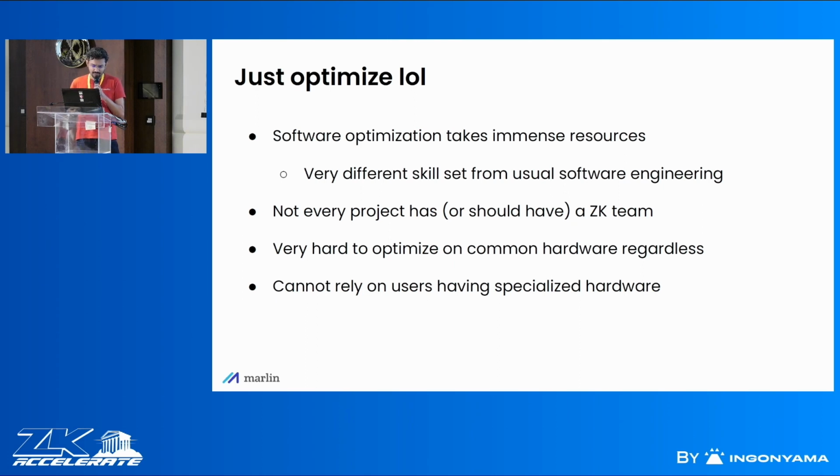And okay, even if let's say I have a good ZK team, it's still really hard to optimize on common hardware, which is why we have all the FPGA and ASIC projects popping up. And fine, let's say you still do that, you still can't rely on your users having any sort of specialized hardware, right? They're still just going to have their laptop, normal CPUs, and maybe a GPU if you're lucky.